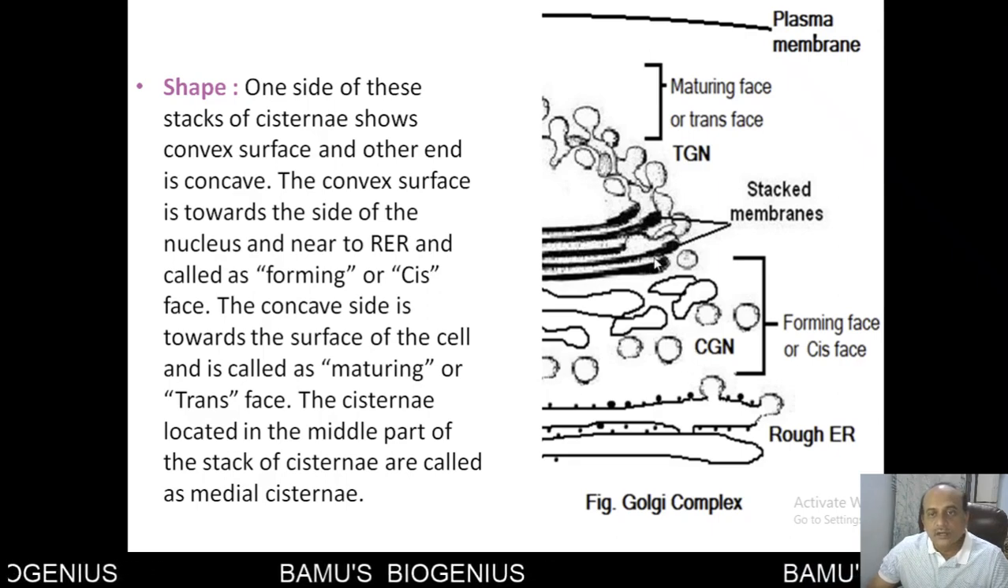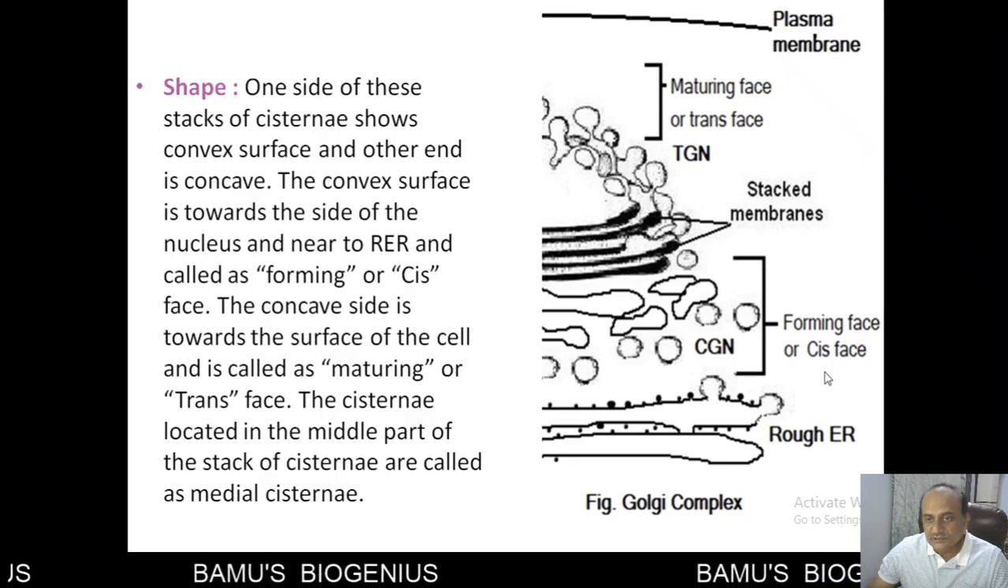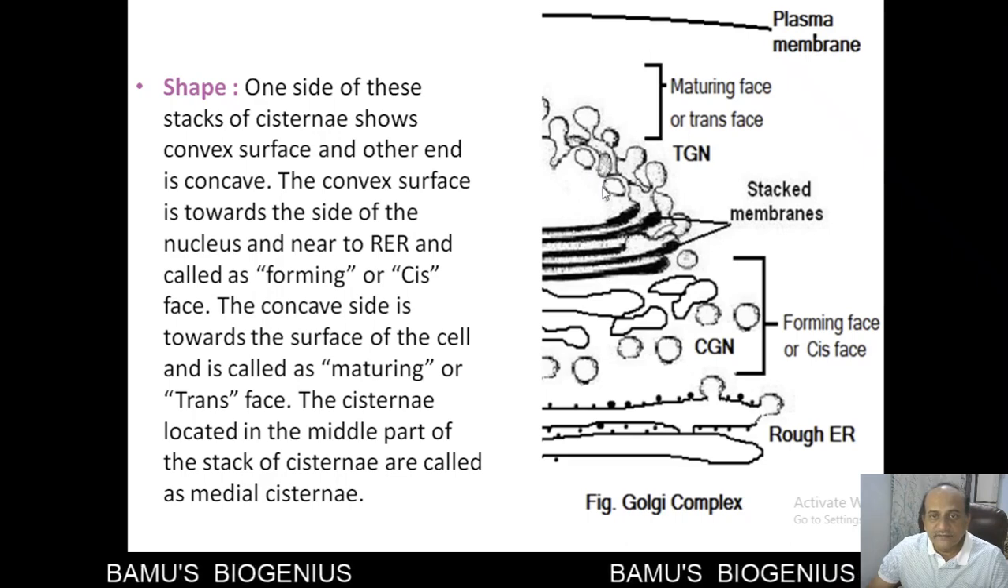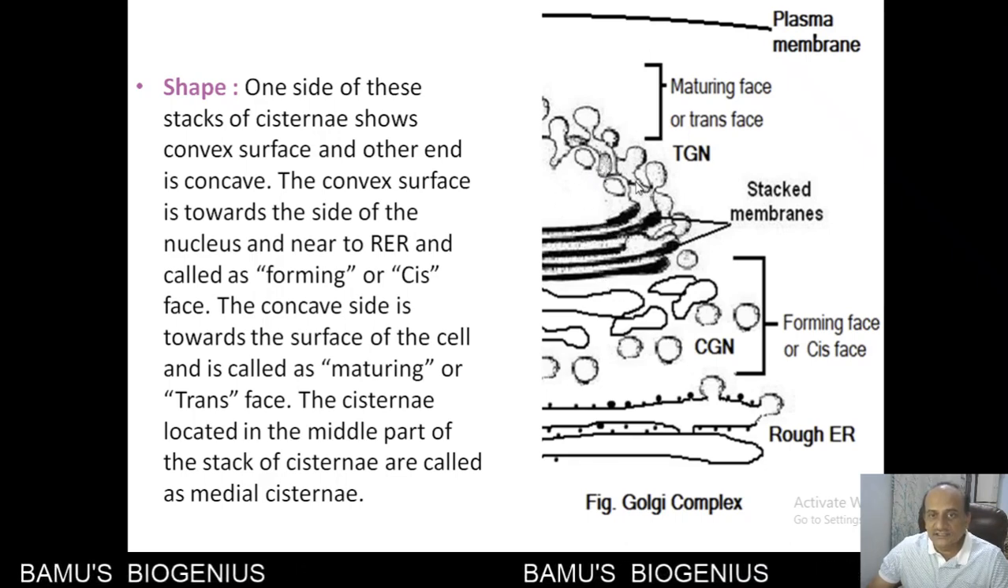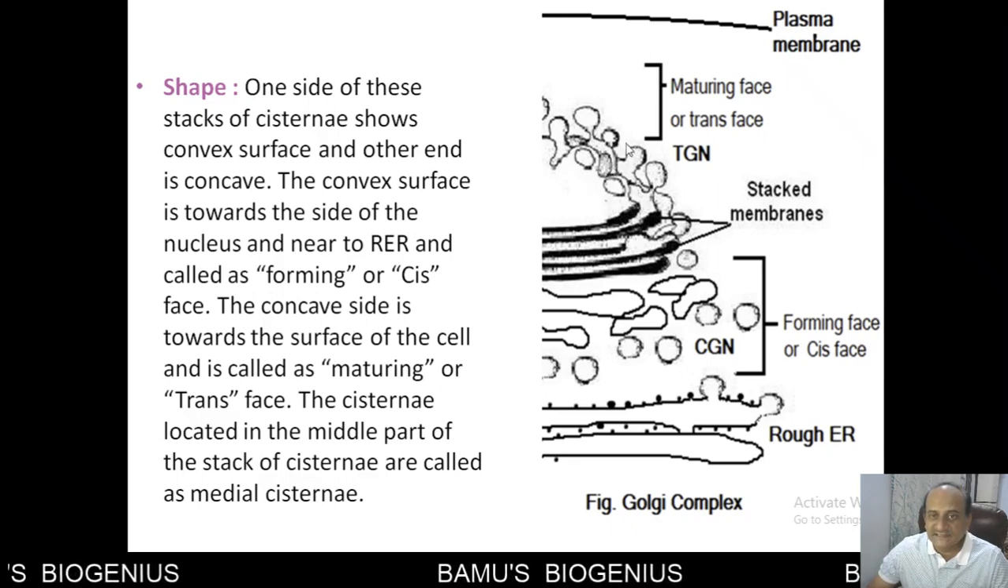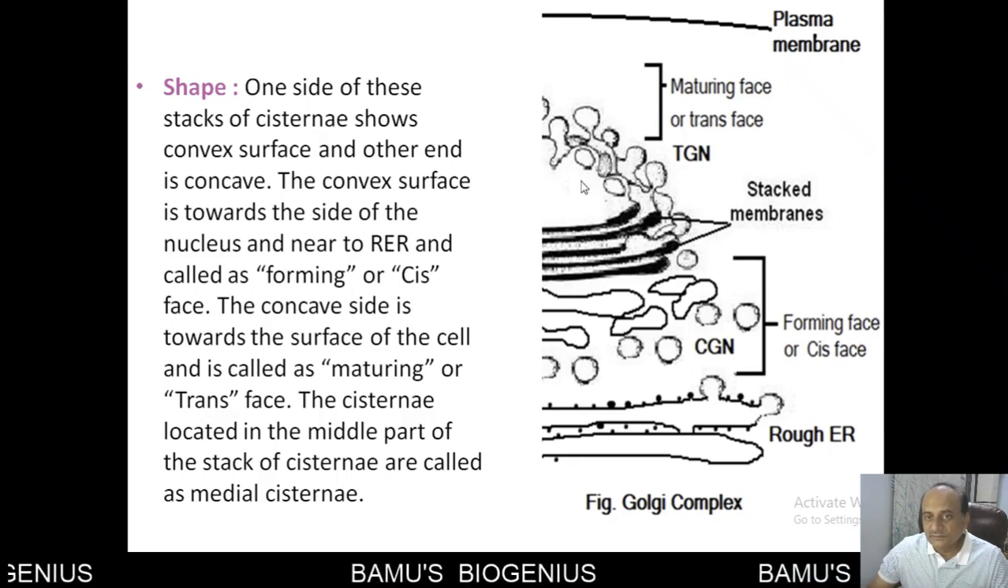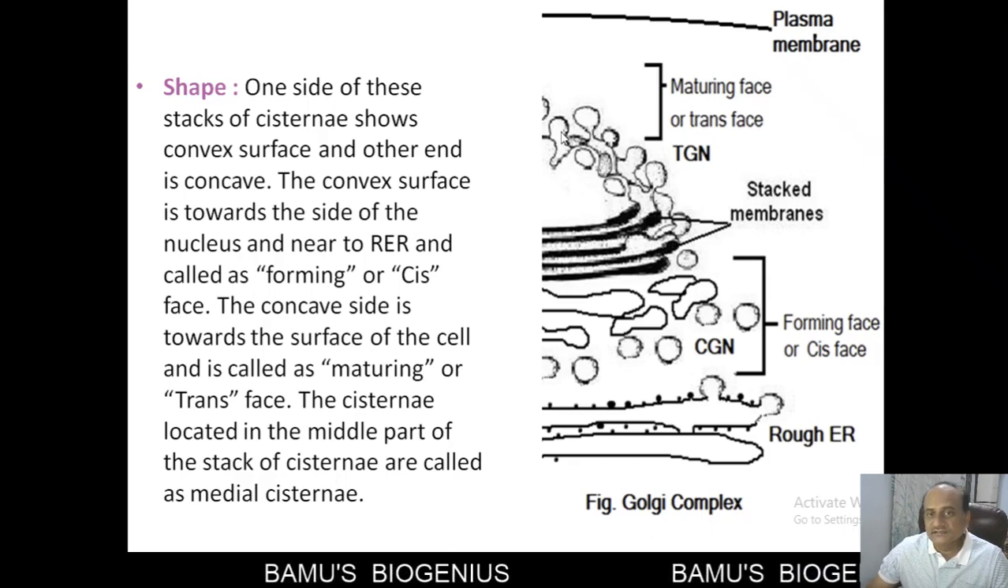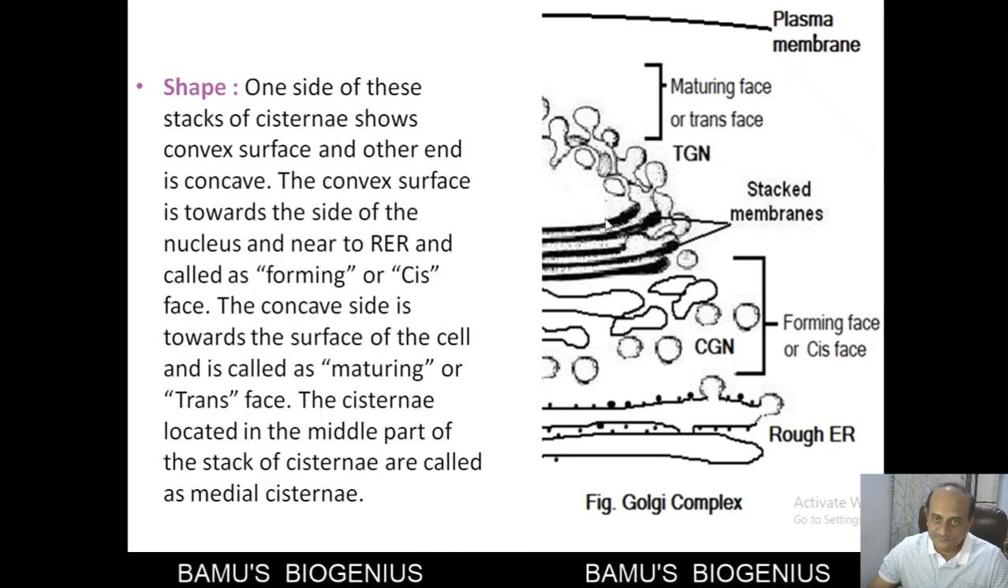Now, as we move from the cis phase to trans phase, here you will find that the stacks, or we can say the cisternae, give rise to the smaller vesicles, and these vesicles bud out of this cisternae, and that's why this particular region is called as the maturing phase or a trans phase.